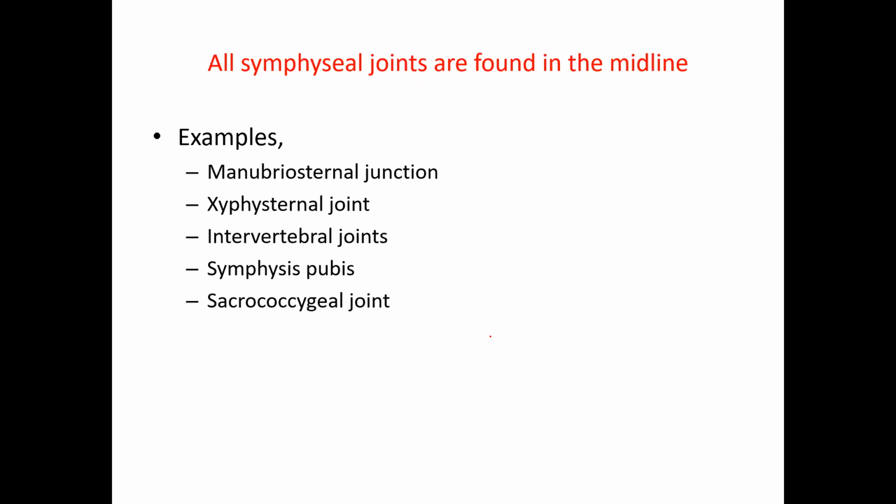And then you see the symphysis pubis, which is a joint between the two pelvic bones. Then the sacrococcygeal joint, which is a joint between the sacrum and the coccyx. In humans, the coccyx is tiny, a small triangular piece of bone at the end of the sacrum. However, there is a small symphysial joint between those two bones.